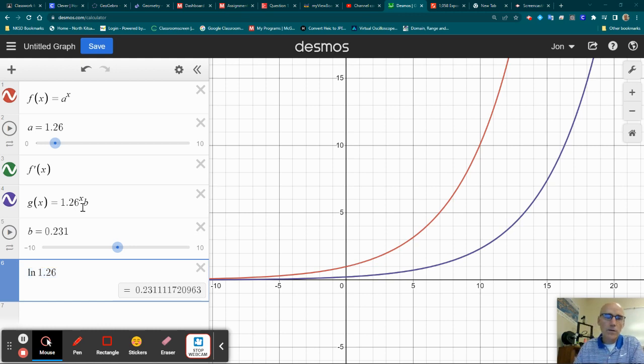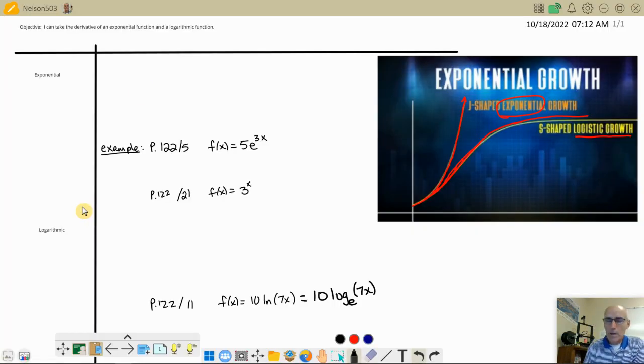So let me summarize that over in our notes. If you have some function y equals a to the x power, then our derivative is that same function, a to the x power, times a modifier. Why is that? Because we get another exponential function.